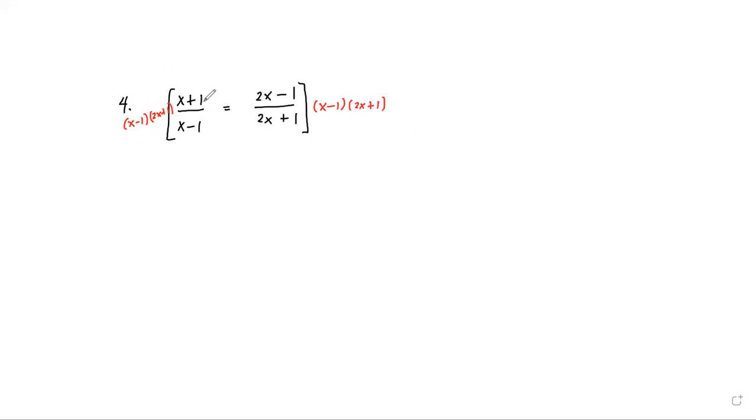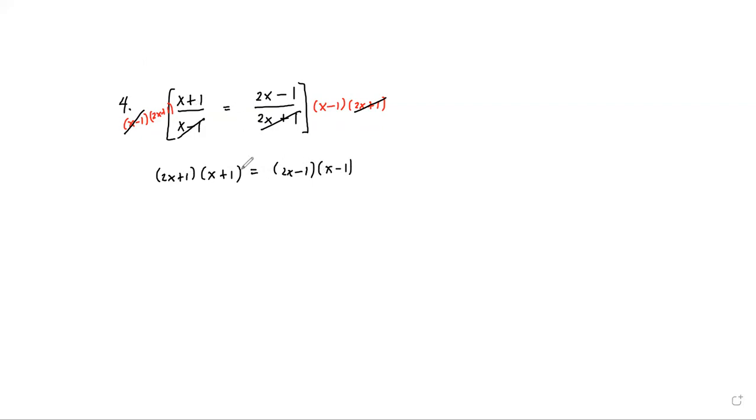So multiplying the LCD and the left-hand side of the equation will give us the product (2x + 1)(x + 1). This is obtained by canceling out the x - 1, and then the remaining factors will be multiplied. While on the right-hand side, 2x + 1 will cancel out, and then the remaining factors, 2x - 1 and x - 1, will be multiplied.